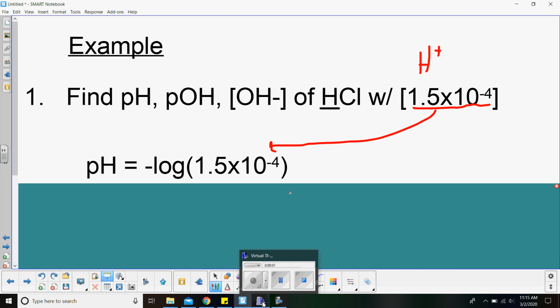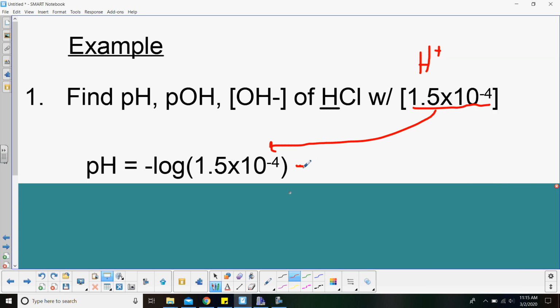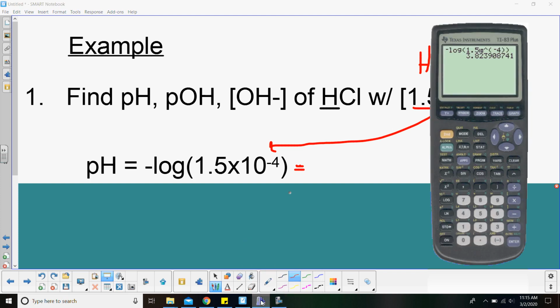So to look at this in calculator form, turn it on. This is the standard calculator you guys use, so it's just click the negative button, click the log button, click 1.5, second log, so we have times 10 up here, click negative 4, and make sure we put 2 parentheses, click enter, and we do 3 sig figs. So our pH value of that, let's go back, sorry, is 3.82.